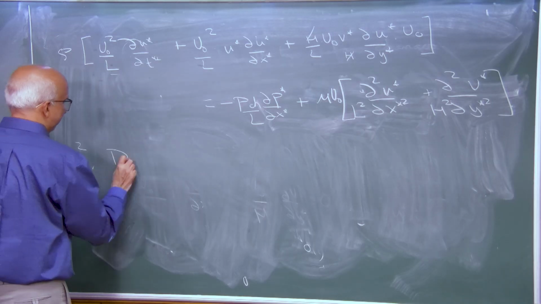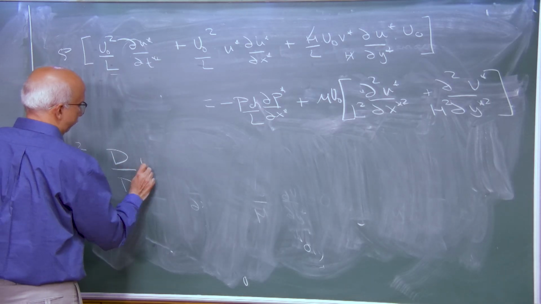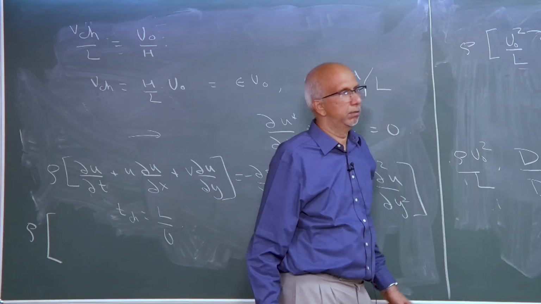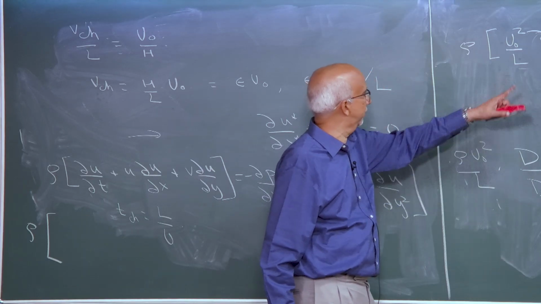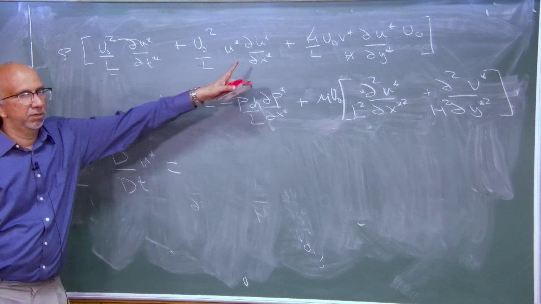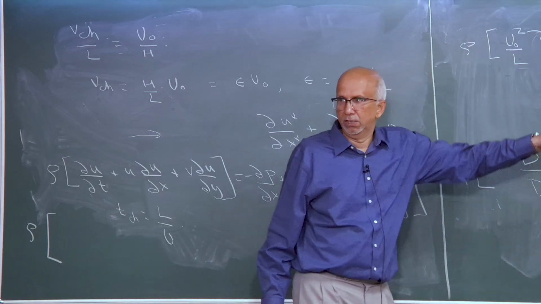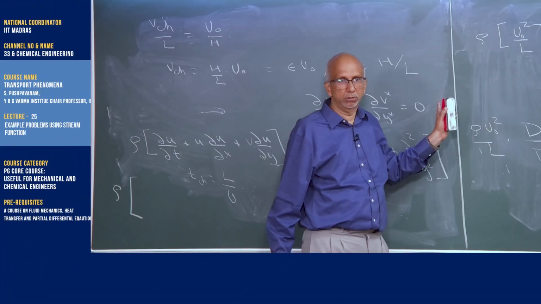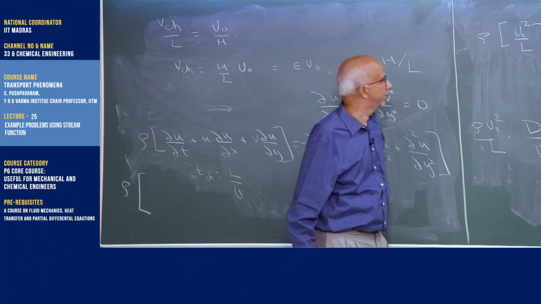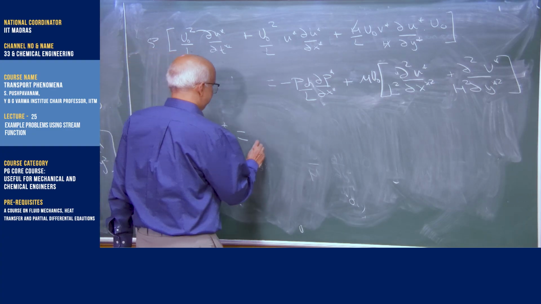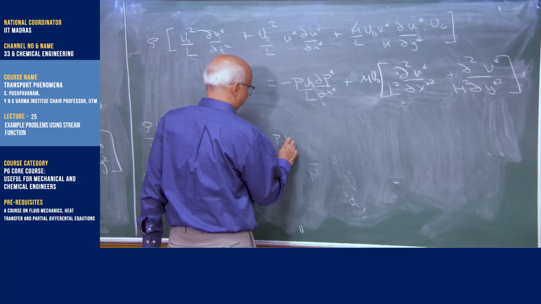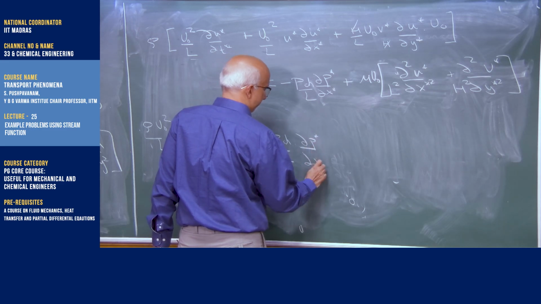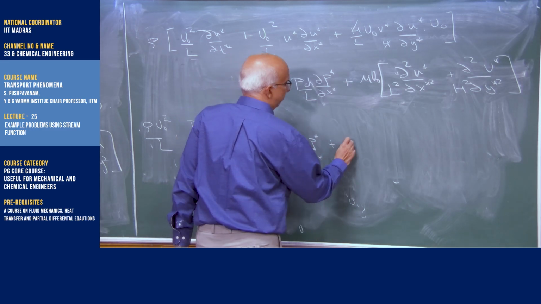So, I am going to write this as d dt of u star. Okay. d dt of u star is nothing but these 3 terms with all the stars, and the rho u naught squared by L is taken out, it is occurring in all the terms. Then I can write this as minus P characteristic by L dP star by dx star plus mu u naught.